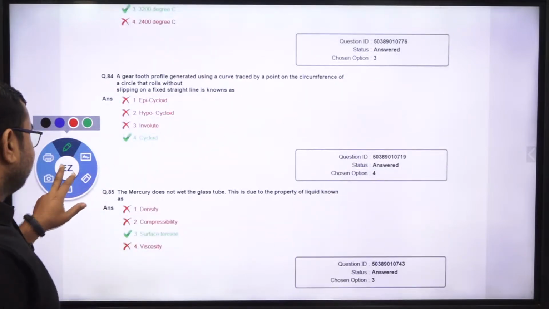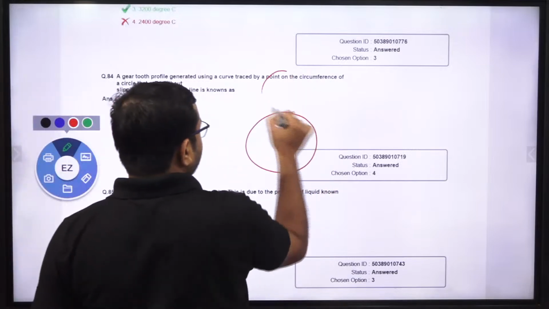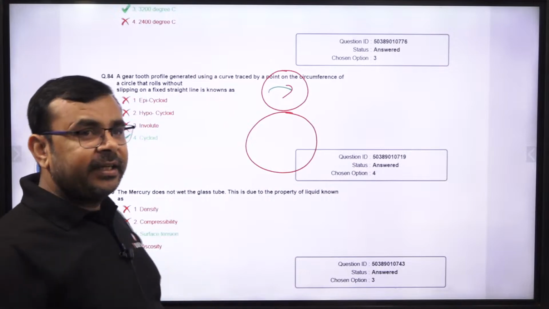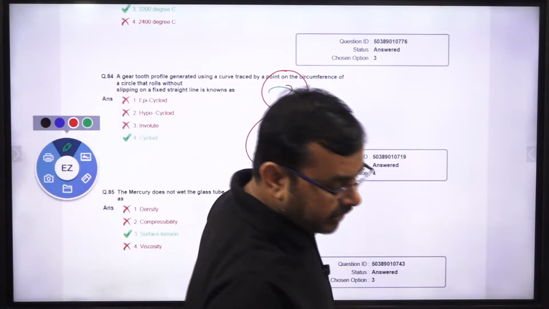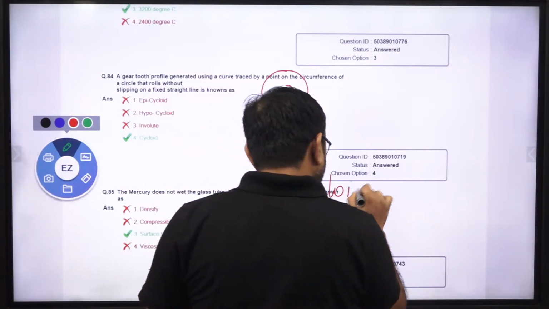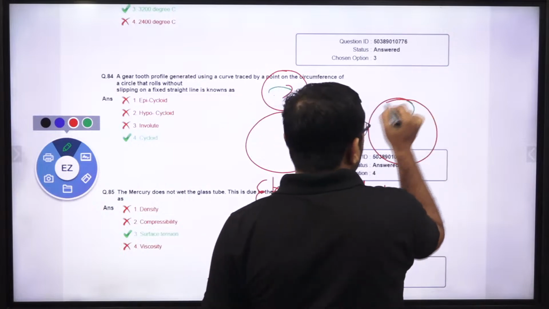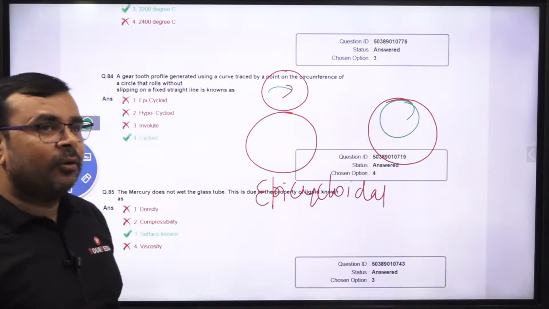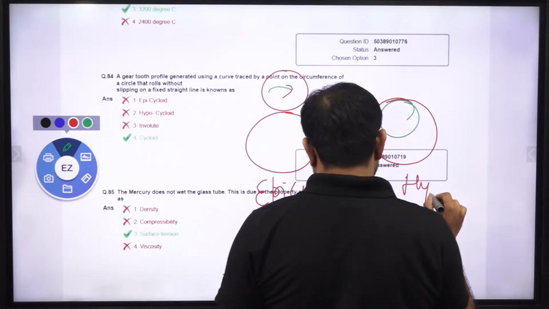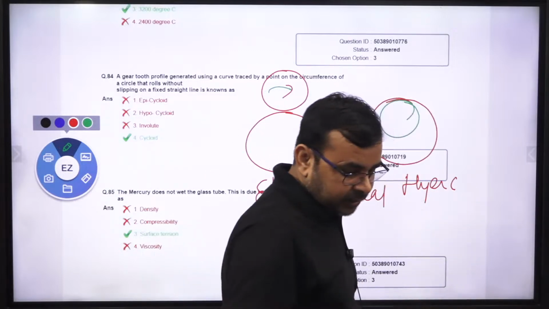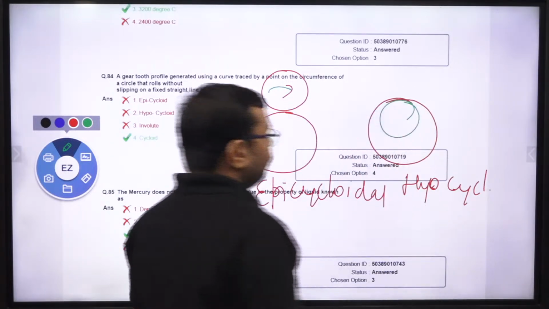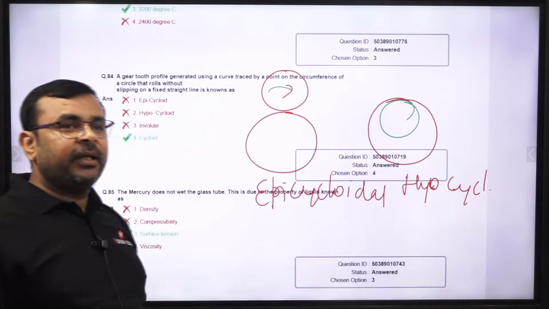And one more thing: if you have one circle over another circle, and you revolve this circle over the other circle, then you will get the epicycloidal profile. Similarly, if you revolve one wheel inside the other wheel, then you will get the hypocycloid. And by using both, we can make a cycloidal profile.